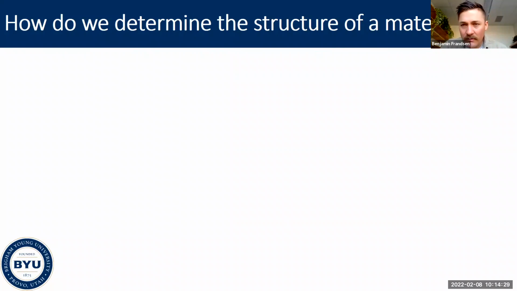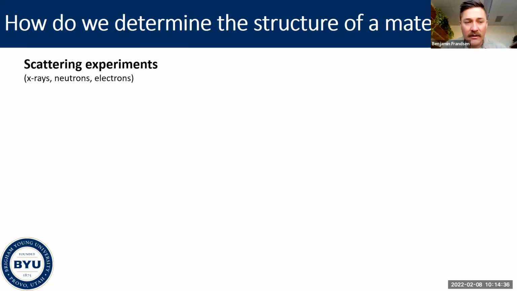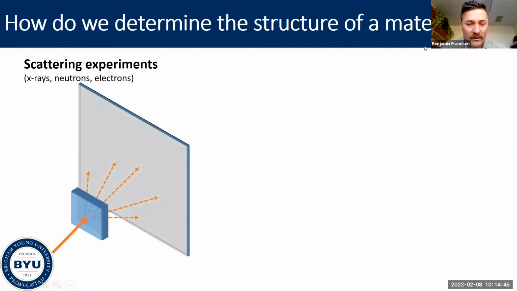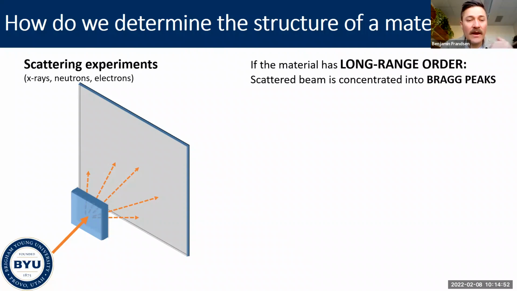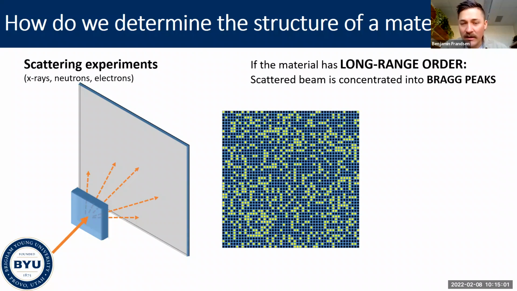How do we study the local structure? How do we study the structure of a material in general? There are a number of ways to do that, but one very common method is using scattering experiments, X-rays or neutrons or electrons. You shoot a beam of particles through your sample, you see how those particles scatter from your sample, you record those scattering events with some type of detector, and that scattering pattern gives you information about the structure. For example, if the material has long range order, if it's a well-ordered crystal, then the scattered beam gets concentrated into Bragg peaks, as we all know.